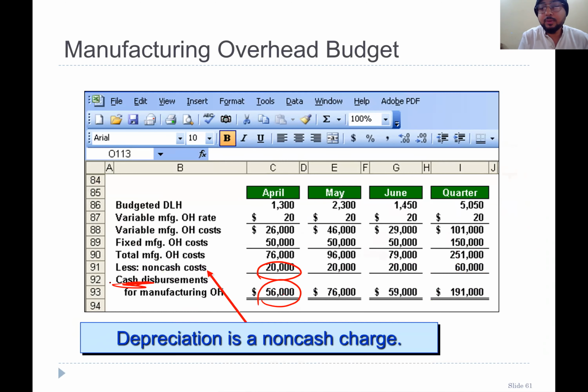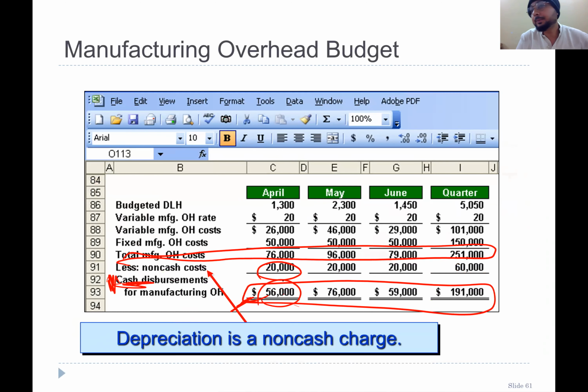So many students confuse why we have these two overheads. Overhead is only one, this one, total manufacturing overhead. This is the overhead, and this is the cash for the overhead. So that is the difference here.